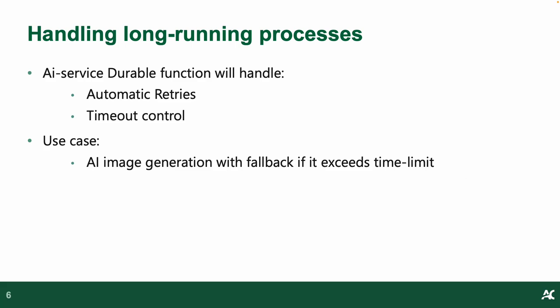So for handling long-running processes, this is concerning the AI service, which was converted to an Azure durable function. So the long-running processes, they will allow to perform automatic retries, and they will also allow to control the timeouts. So this will be used for AI image generation with fallback if it exceeds a time limit.